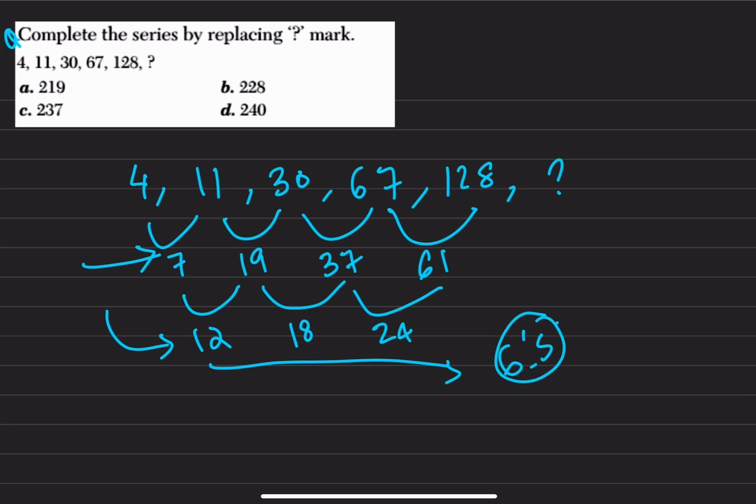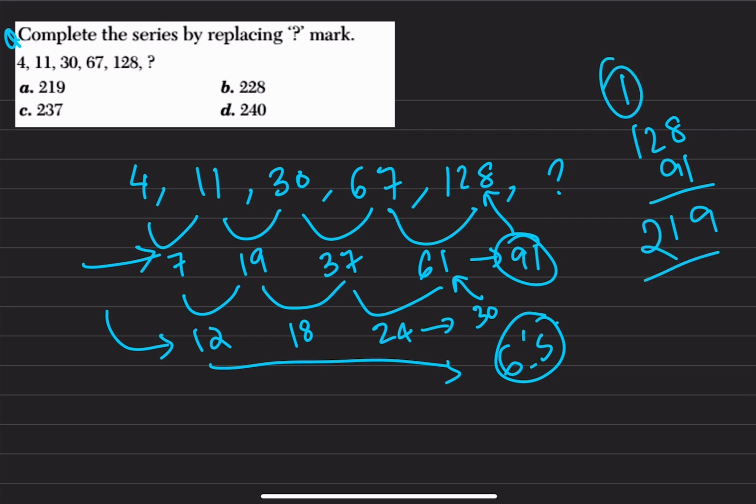So the next number should be 30, right? So 30, you have to add it to 61. That means you will get 91. And this number should be added to 128, which means you will be getting 219. Option A is the correct option.